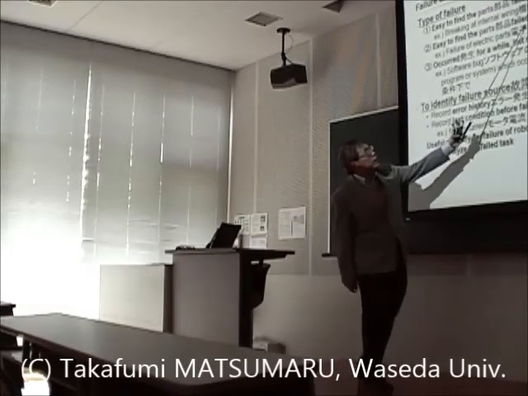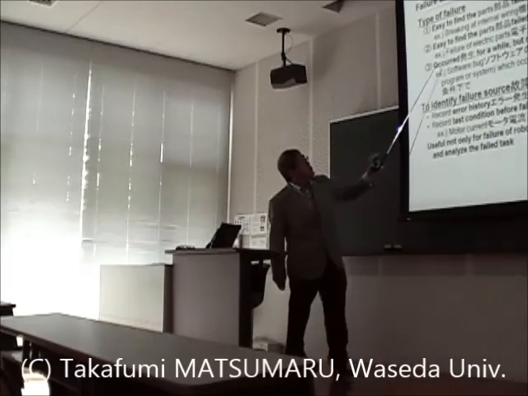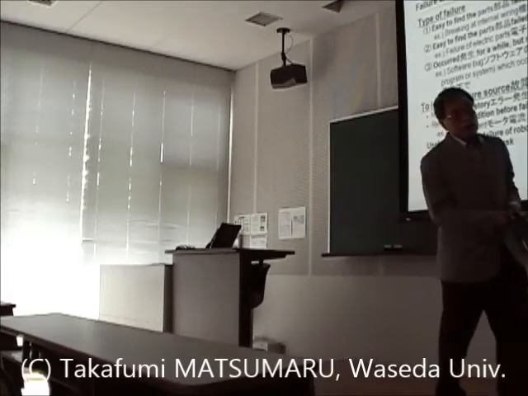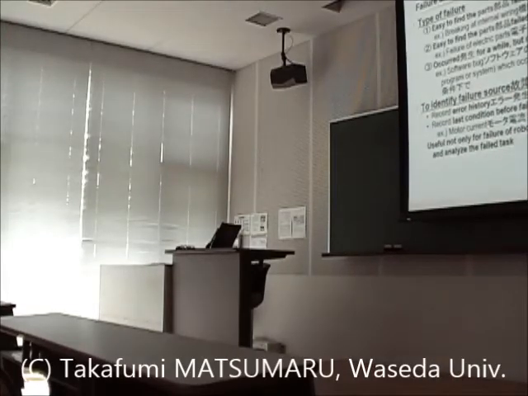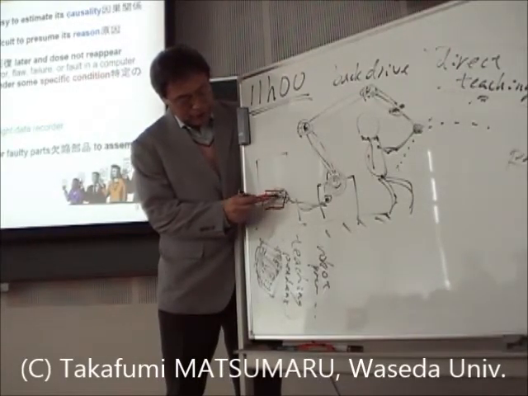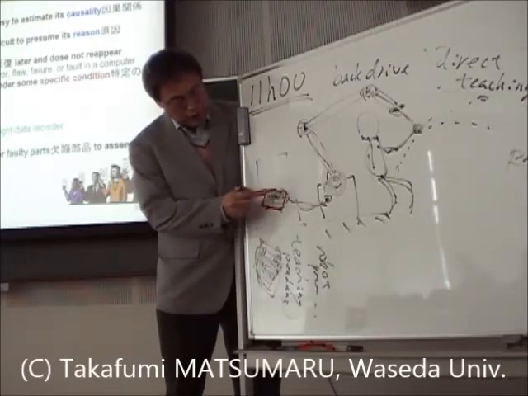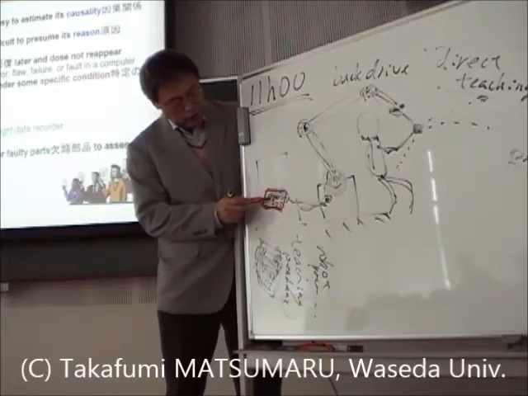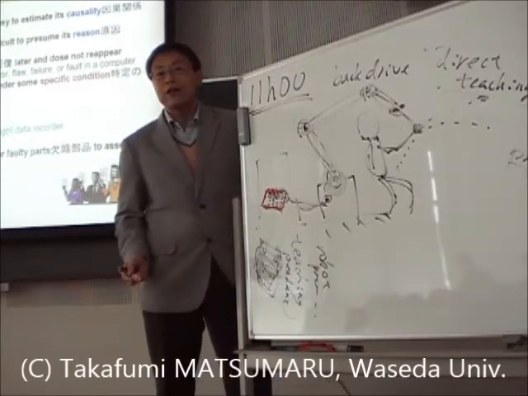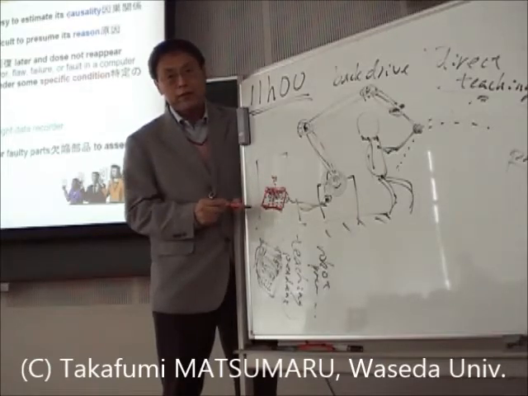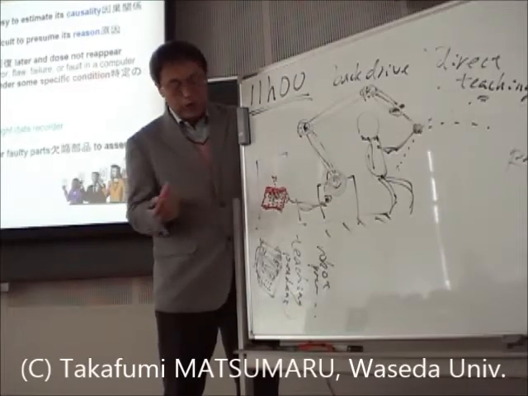Secondly, easy to find the part that failed, but difficult to presume its reason. For example, failure of electric parts. For example, some controller board failed. In this case, we can understand that the controller board failed. But which condenser is out of order? Which operational amplifier or transistor failed? We cannot know, or it is very difficult to find. Which IC chip failed? In that case, the board itself is replaced.